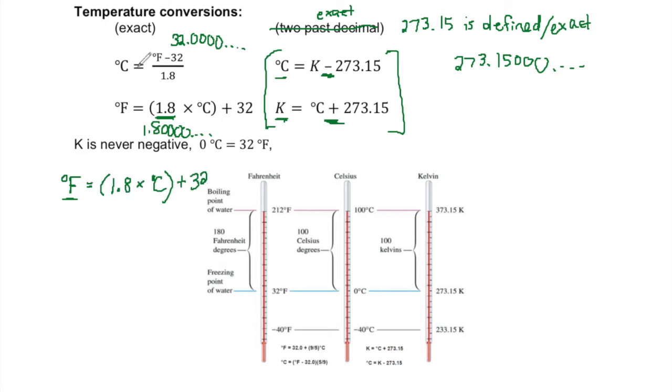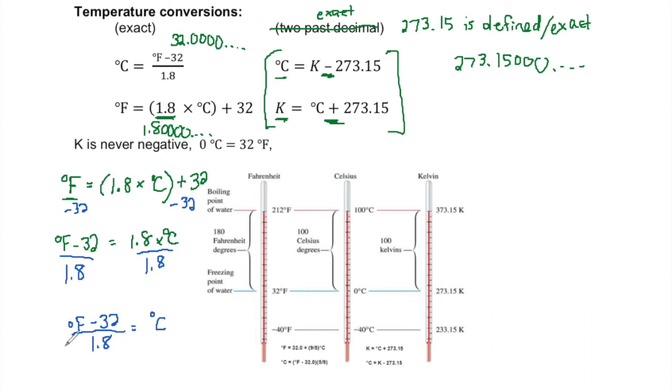And then I can solve for the other one by subtracting 32 from both sides. So I subtracted 32 from both sides to get just 1.8 times degrees Celsius on the right, the Fahrenheit minus 32 on the left. Now if I divide both sides by 1.8, then I get this equation, which is the same as the other one. So these equations are ones that you have to be able to come up with and also use. So those are my tricks for coming up with them.